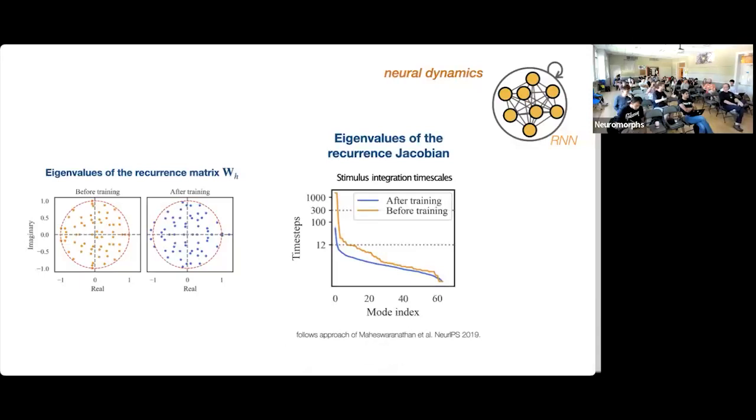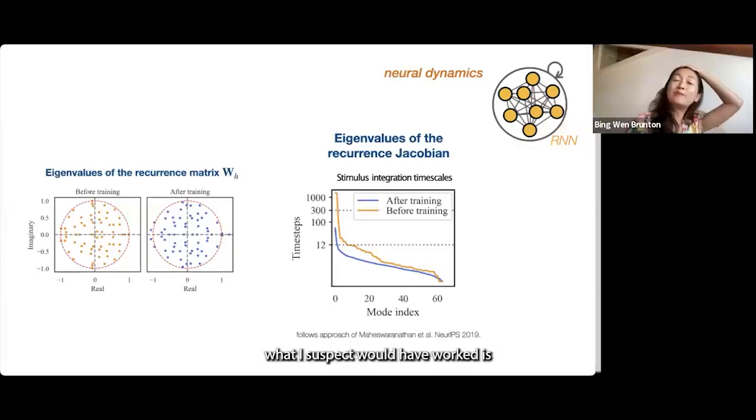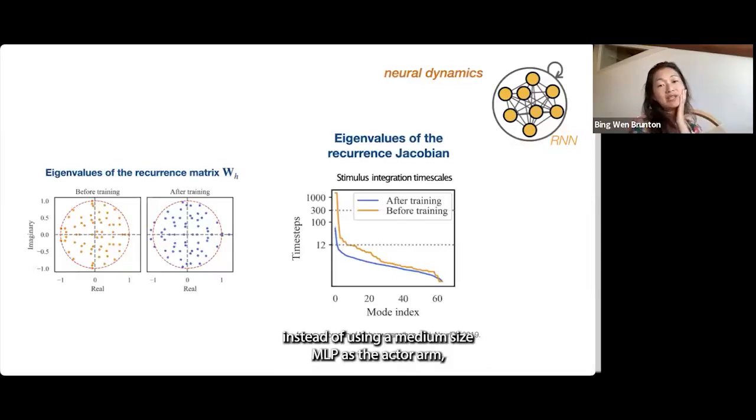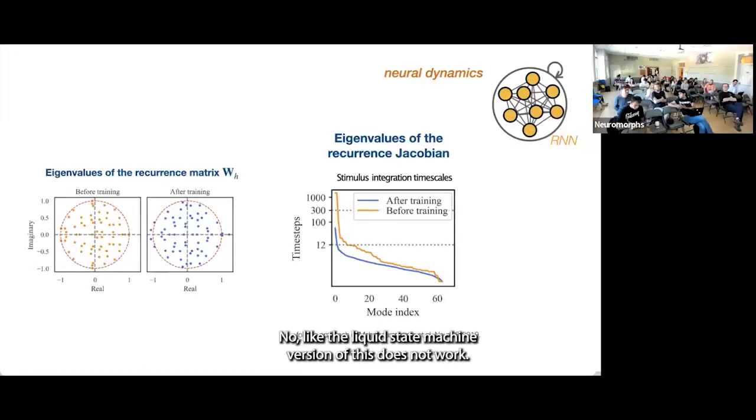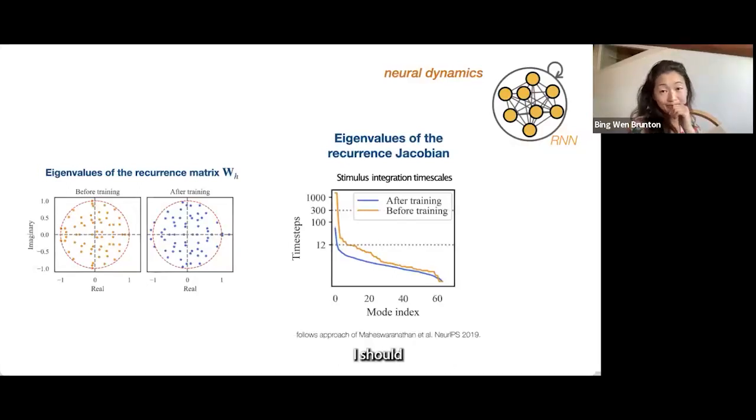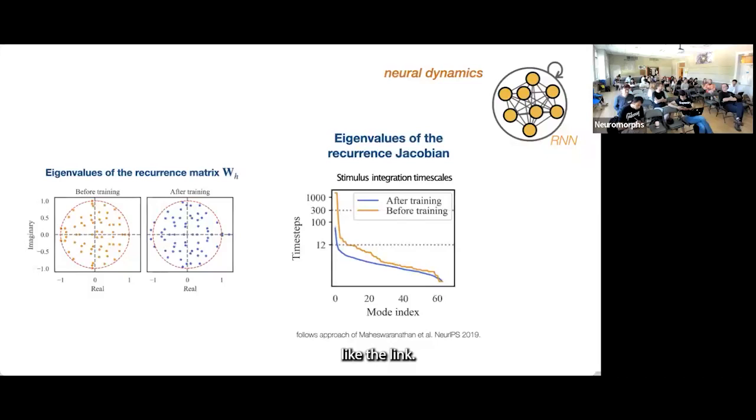There are two types of training here, right? One is learning internal dynamics, and then there's also learning the mapping, the readout. If you separate the two, you can't really tell if you train both. What I suspect would have worked is if, instead of using a medium-sized MLP as the actor arm, we had constrained it to be a linear map. I don't think we actually tried that, but I think it may have worked. What I'm pretty confident of is that the liquid state machine version of this does not work. The LSM doesn't work. Okay.